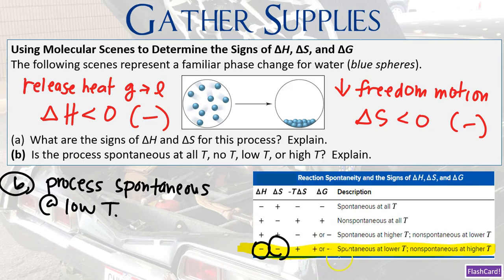As you can see, it's going to be spontaneous at lower temperatures. So if they ask me, is the process going to be spontaneous at all, no, or low, or high? We're going to choose low temperatures based on our table, and that will be our overall answer. Let's go ahead and look at another example in Dad's card.